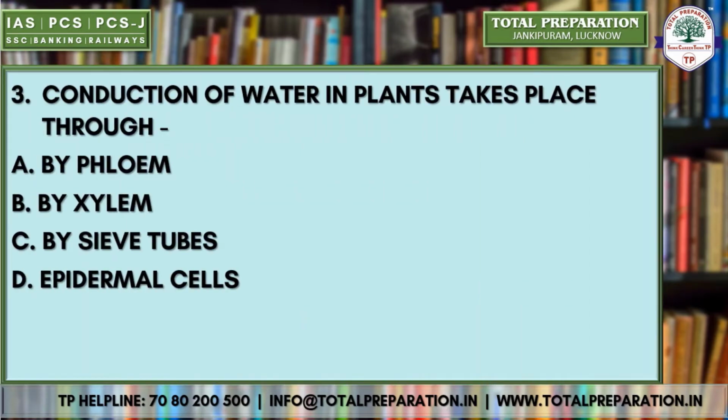The conduction of water in plants takes place through, the options are A, by phloem, B, by xylem, C, by sieve tubes, and D, by epidermal cells. The correct answer to this question is by xylem.